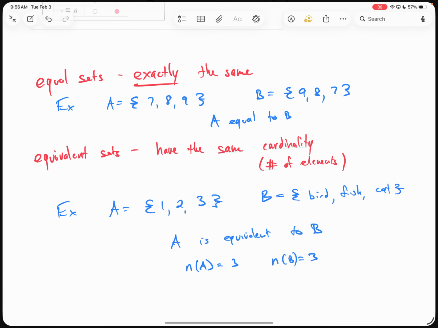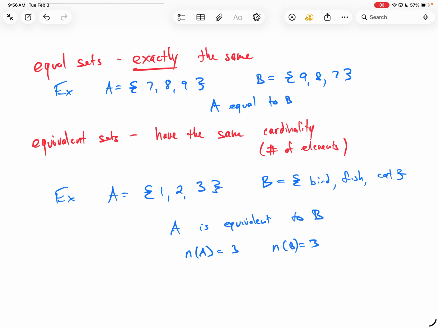All right, last definitions. The first one, equal sets. For sets to be equal is kind of a duh. For equal, the sets have to be exactly the same. They have to have the same elements in it, so that means they have to have the same number of items in it, okay? So for equal sets, they are going to be exactly the same. It doesn't matter if they're mixed around. A is 7, 8, 9. B is 9, 8, 7. So the equal is kind of a duh.